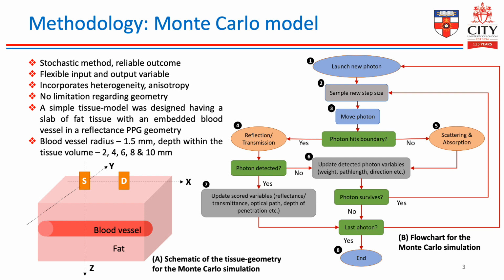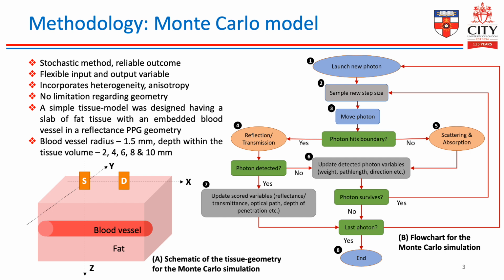In this work, we have considered a simple tissue model which was designed having a slab of fat tissue with an embedded blood vessel in a reflectance PPG geometry. As you can see in figure A, the schematic of the tissue geometry for the Monte Carlo simulation is represented in a 3D Cartesian coordinate system XYZ. The optical source is placed at the origin of the coordinate system, and the detector is placed at a certain distance from the source, both on the tissue surface, that is along the x-axis. The z-axis here represents the depth within the tissue, and the y-axis represents the width within the tissue.